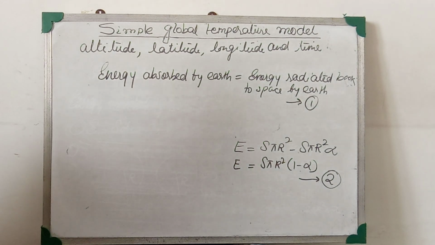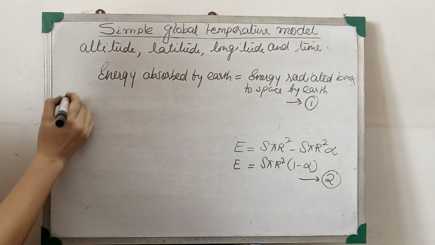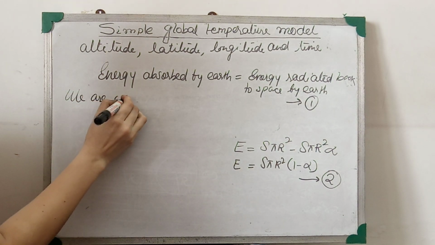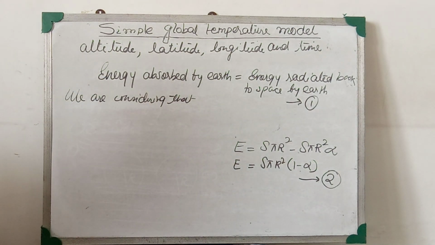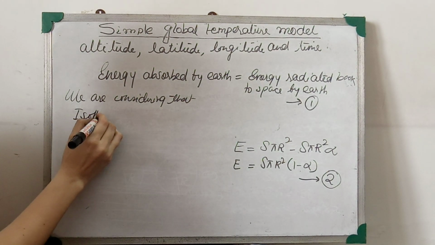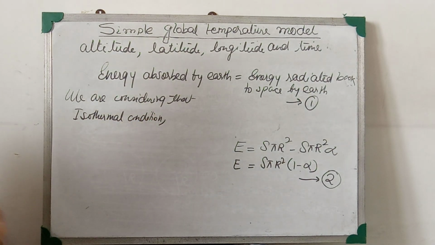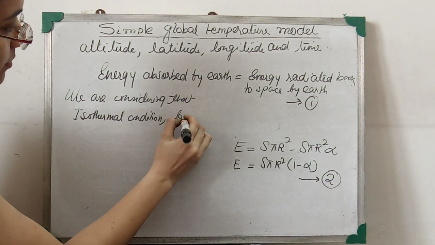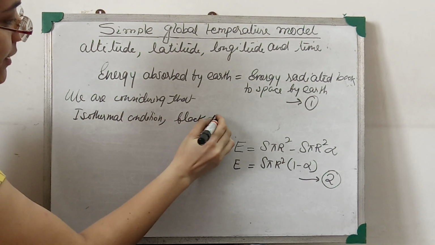Okay. Then we will calculate the energy radiated back to space by the Earth planet. In order to calculate this value, we are considering that the Earth planet behaves like a black body under isothermal condition. Means the condition is isothermal as well as the Earth planet behaves like a black body. So Earth planet is actually a black body.